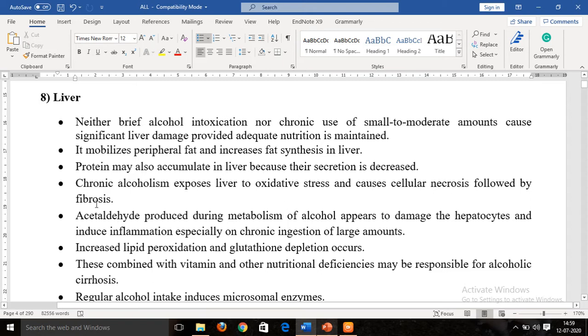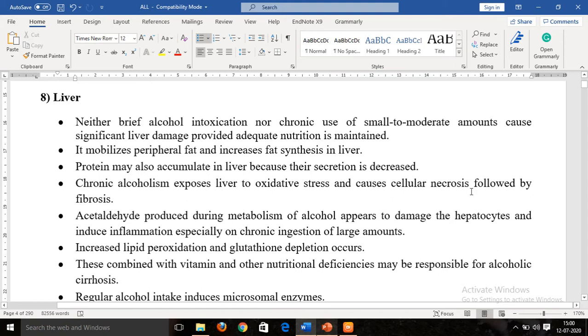Then, chronic alcoholism, that is consumption of alcohol over a period of time, may increase the oxidative stress in the liver. So oxidation or lipid peroxidation in the liver may increase. Because of this, it may result in cellular necrosis. That is, the hepatocytes or the cells of the liver may start getting damaged. They may die.